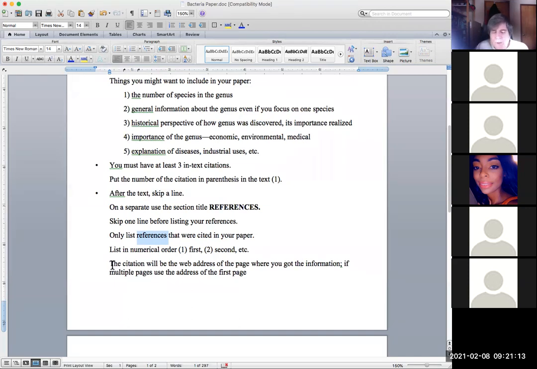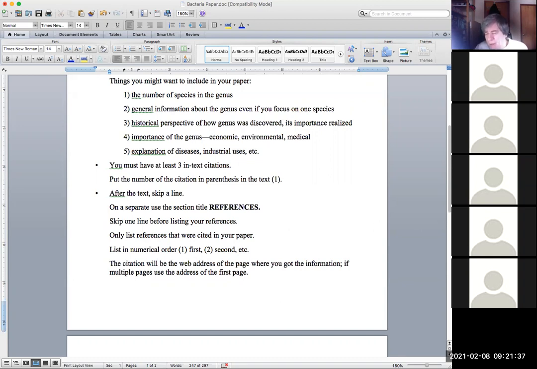And for this paper, as I said, we're going to gradually get into it. Your citation is just going to be the web address of the page where you got this information. Now, if the article that you got it from has several pages, which is quite possible, then you give the web address of the very first page.